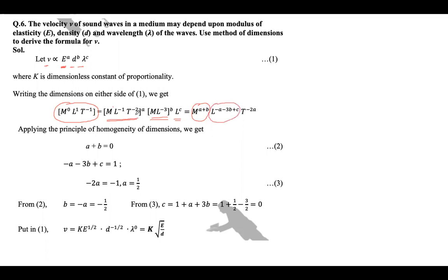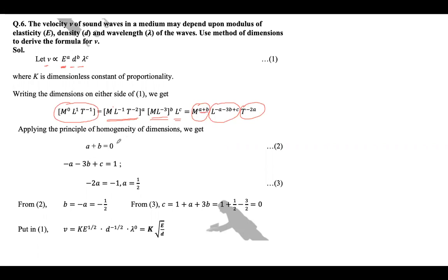If we see the dimension here, t raised to the power minus 2a, this is another dimension. Applying the principle of homogeneity of dimension, we get a plus b is equal to 0.